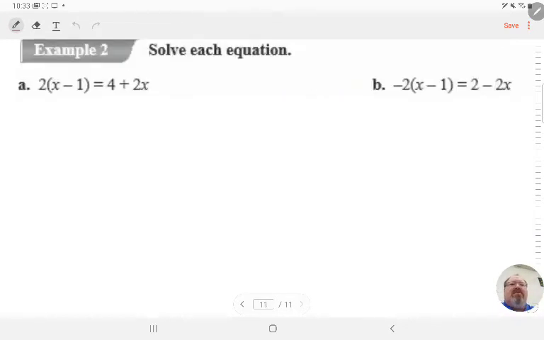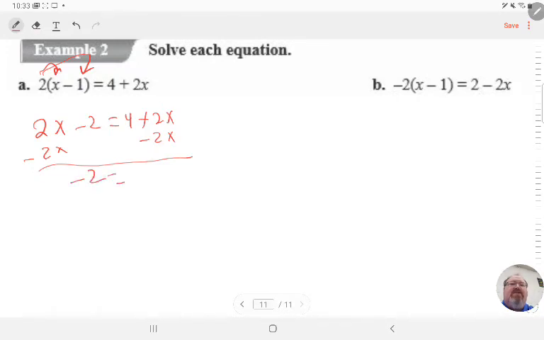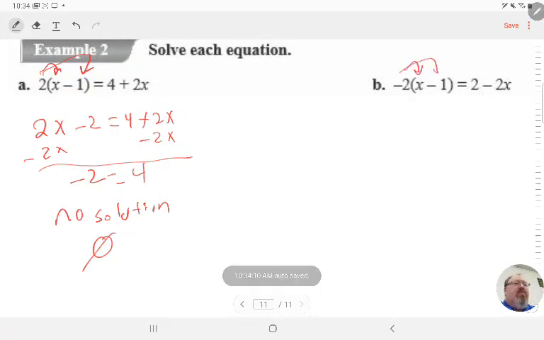All right, let's look at two equations real quick. So to solve this problem, the first thing we're going to do is we're going to distribute. So 2 times x is 2x, 2 times negative 1 is negative 2, equals 4 plus 2x. I would subtract 2x from both sides. 2x minus 2x is 0, so that's negative 2. 2x minus 2x is 0, so that's 4. Well, negative 2 does not equal 4. So that is no solution, or I could just put that, okay? Which means null.